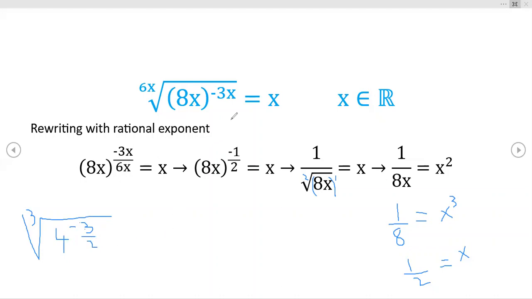Okay, folks, so again, notice I'm not saying it's equal to 1/2 because this is the check. We're checking. This is the check phase of the problem. Verification that the solution is accurate.